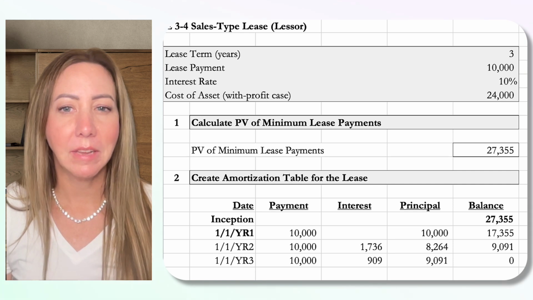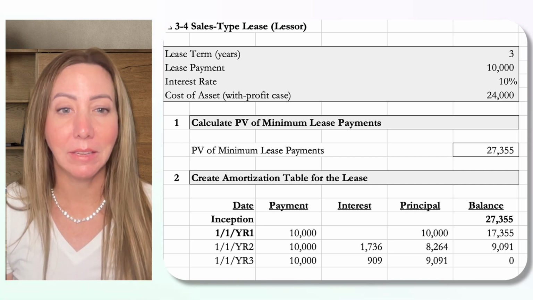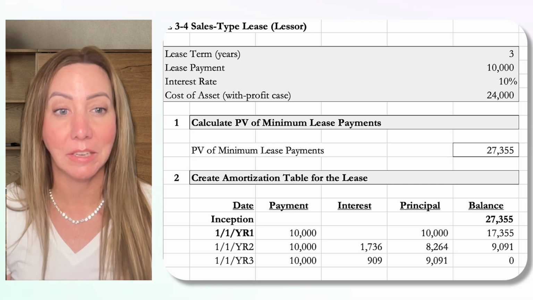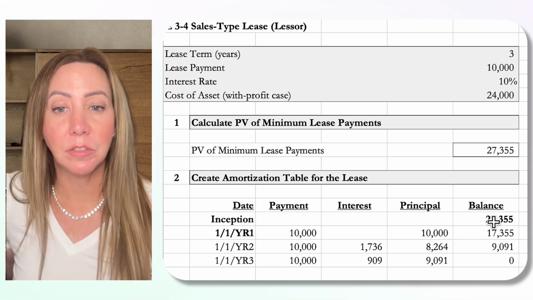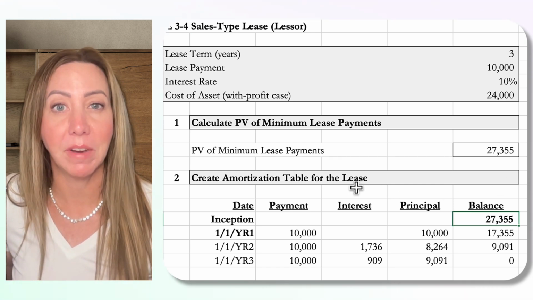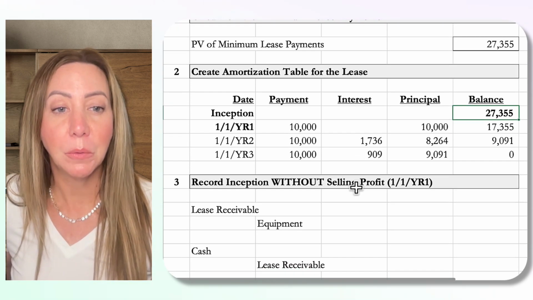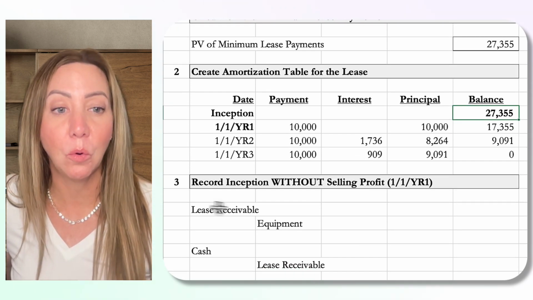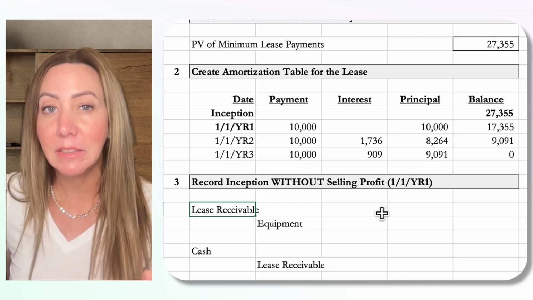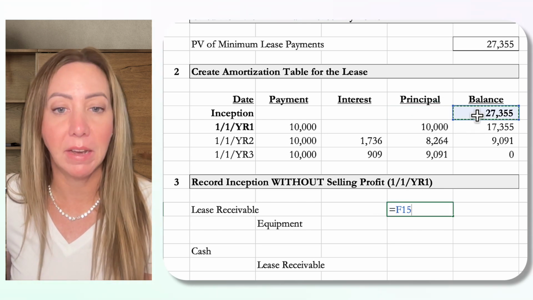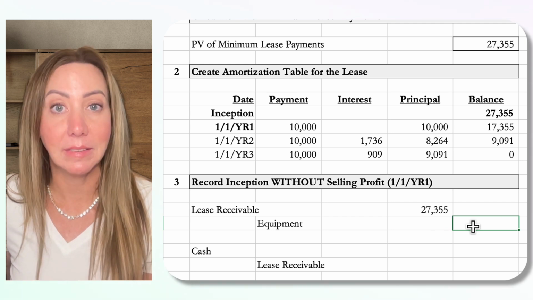Notice how we're going to start this exercise with the same exact calculation of the present value of the minimum lease payments and the same exact amortization table. So this amortization table starts with the value 27,355, but we're working for the lessor now, and we're doing their accounting entries. So at inception, we're going to record the lease receivable. They don't have a lease liability, they have a lease receivable. It's the same amount though, the 27,355 that we calculated for the lessee's liability.